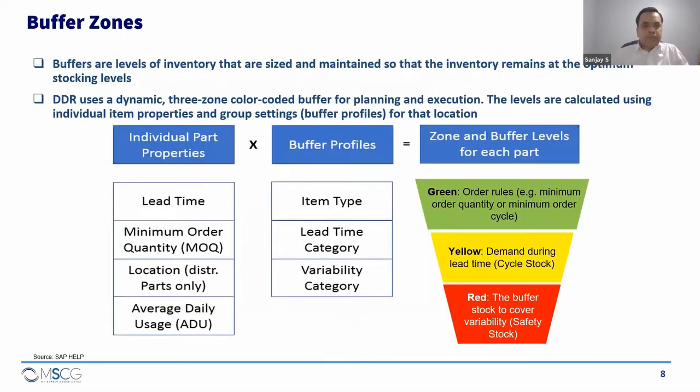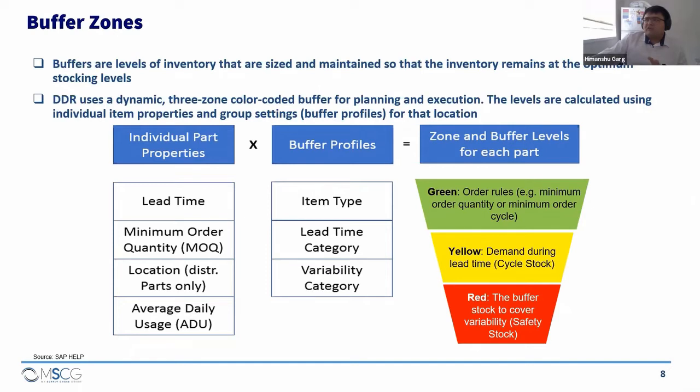So the next step in the process, Sanjay, is to calculate the buffer zones, because it's not enough to just identify where I should keep the inventory, but how much inventory I need to keep. So DDR calculates the buffer zones. Buffers are levels of inventory that are sized and maintained so that the inventory remains at the optimum stocking levels, and we are not running out of inventory, or keeping too much inventory so as to increase the overall supply chain cost. DDR uses a dynamic 3-zone color-coded buffer for planning and execution.